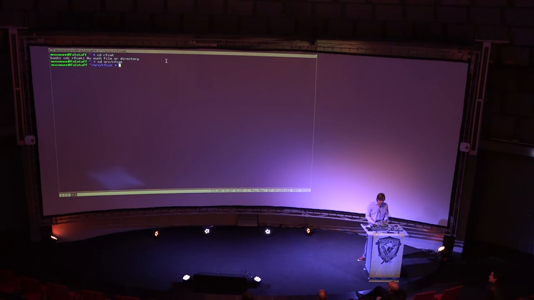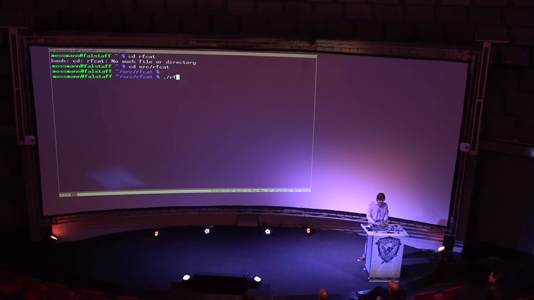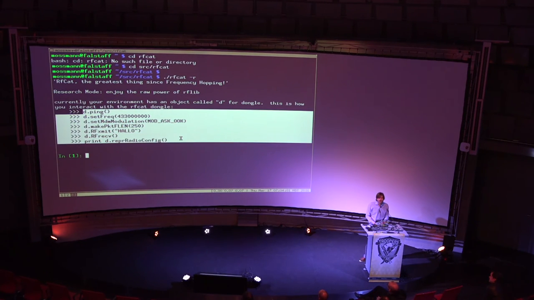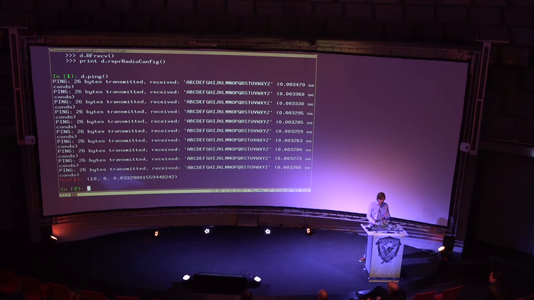play with this with YARD Stick One. And I will use RfCat. RfCat gives you a handy command line built into a Python shell, and it's using IPython, so you can use some nice tools within IPython. For example, d is my dongle, and I can just do a ping to make sure that I'm talking to my dongle. Yeah, it works.